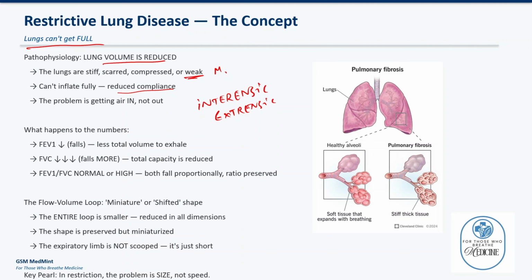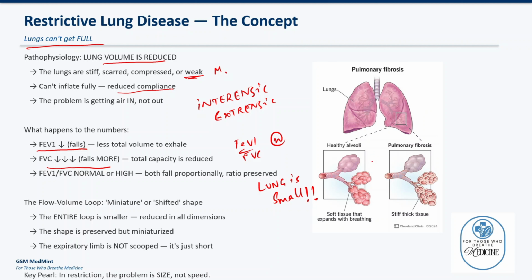So what happens to the numbers? The FEV1 falls, the FVC falls even more, the total lung capacity is reduced, but both fall proportionately. So the FEV1 over FVC ratio stays near normal and can even be high. The problem is not speed, it is the size. The lung is small here.